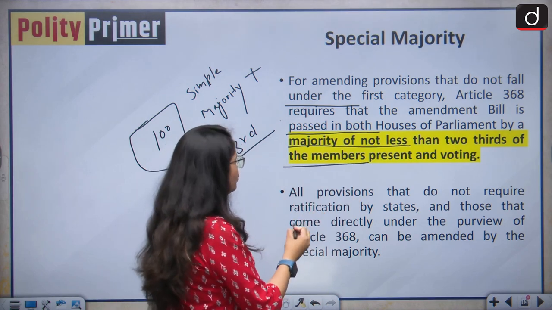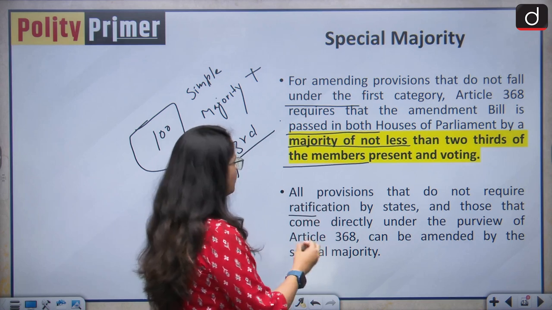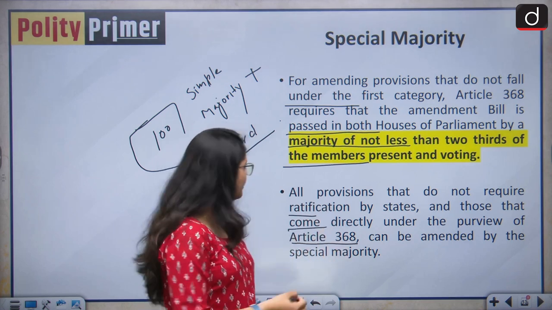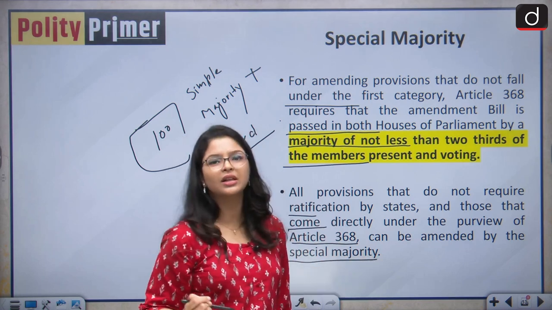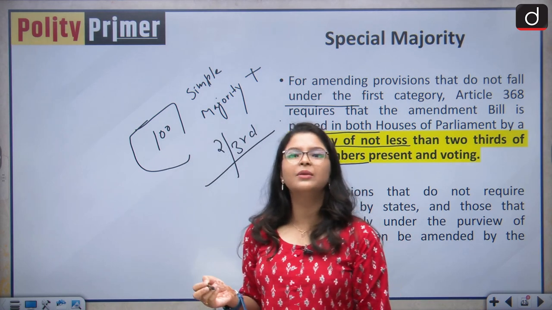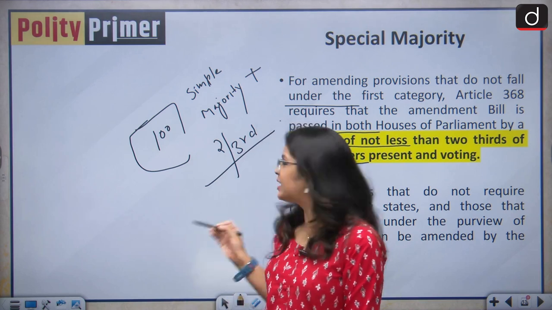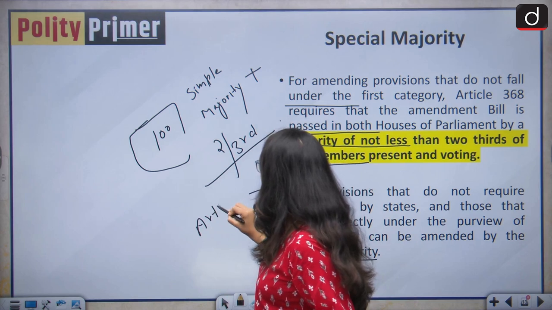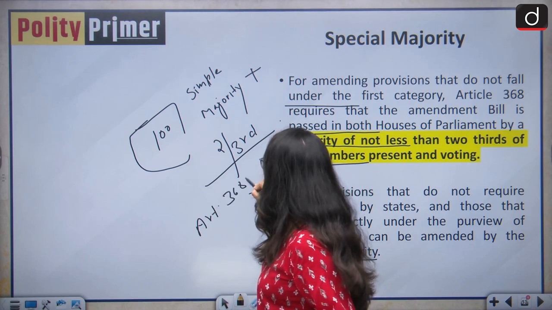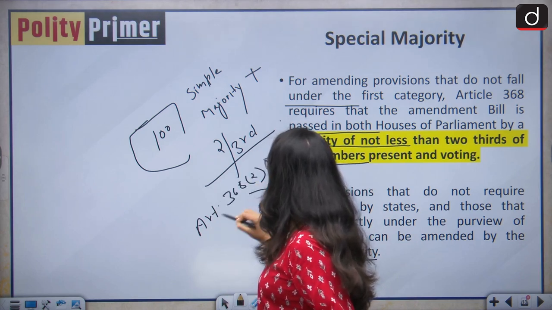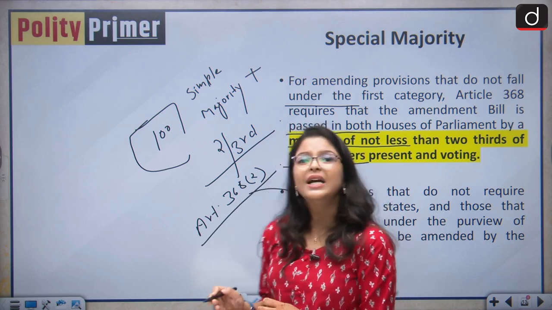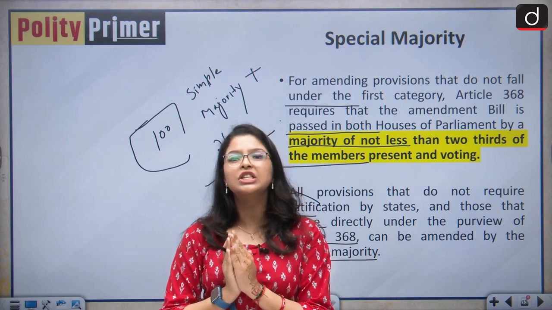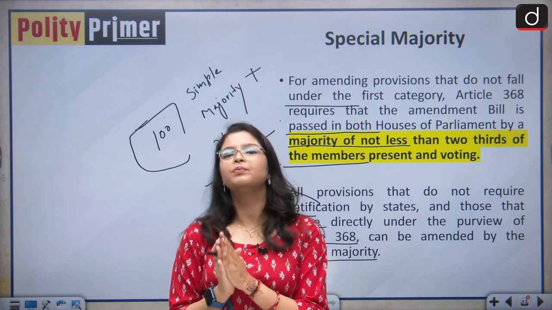All provisions that do not require ratification by states and those that come directly under the purview of Article 368 can be amended by a special majority. So, where is this special majority mentioned in Article 368? It is mentioned in Article 368 Clause 2. So, it requires the minimum number of 2/3 to be achieved apart from achieving a majority.